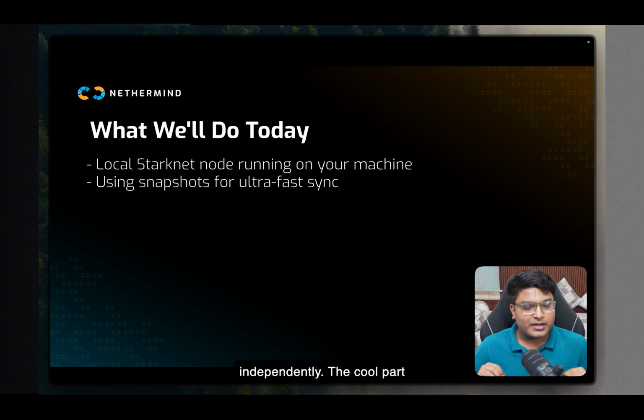The cool part here is that we'll use Juno's Snapshot feature for really fast syncing. So instead of waiting 8 to 12 hours or maybe more to sync from the beginning of the Starknet blockchain, we'll download a recent snapshot and the node will be up and running in about 15 to 20 minutes.